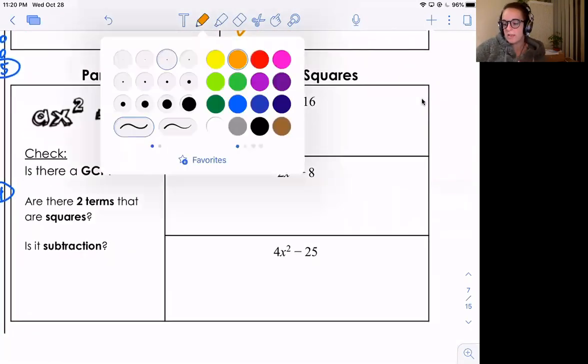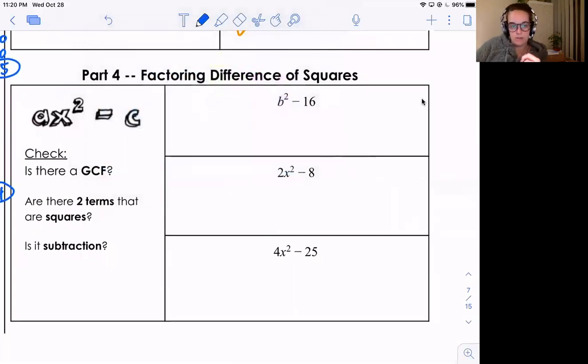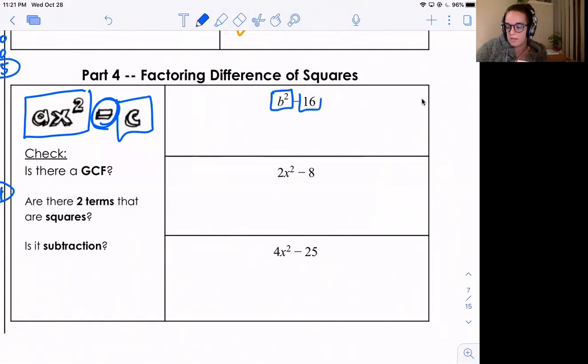Finally, we have our last section, which is the difference of squares. And this is just like a pattern that we see which is basically when this number is a square and this number is a square, and it's the difference, right? Subtraction, then there's like a special thing that we can do. So we want to check for a GCF, want to make sure that they're both squares, and we want to make sure that it's subtraction. So in this case, we don't have a GCF, but we do have two terms that are squares. So this is b times b, and 16 is 4 times 4, and it is subtraction.